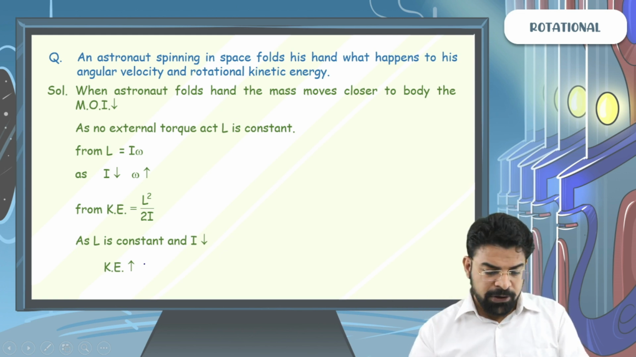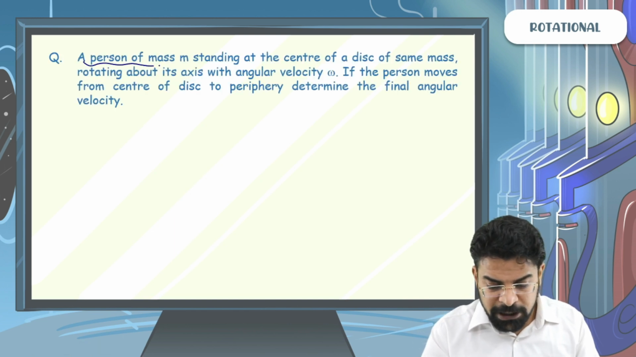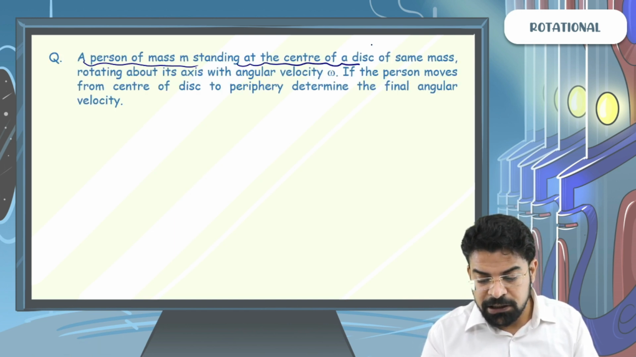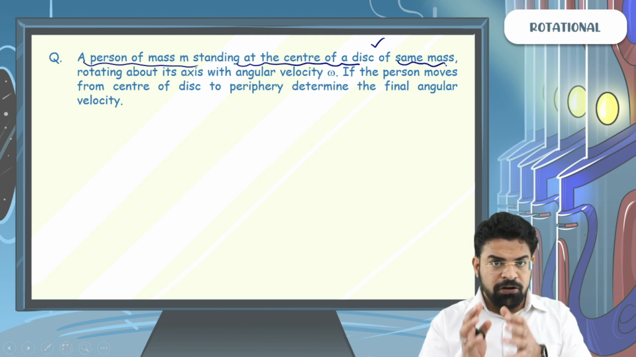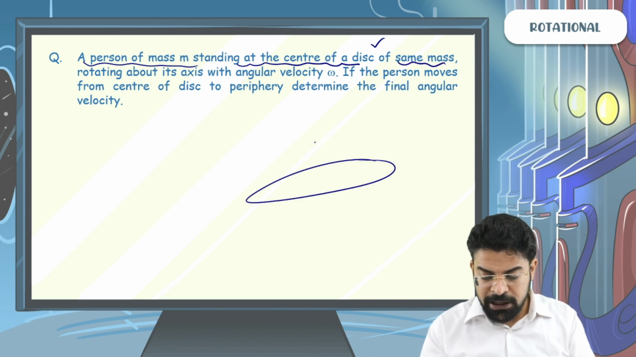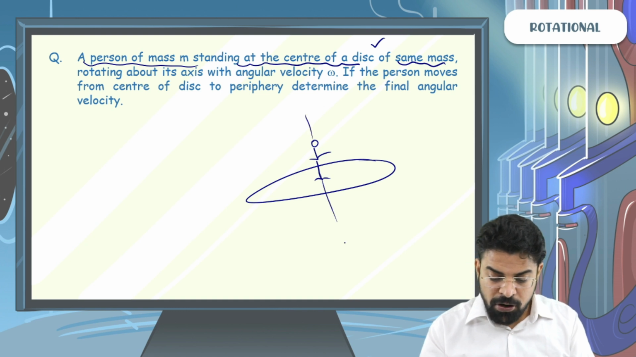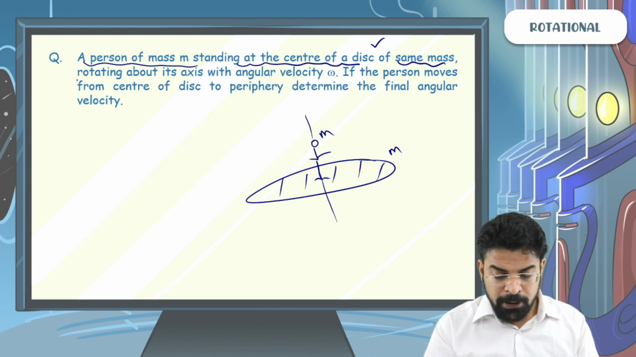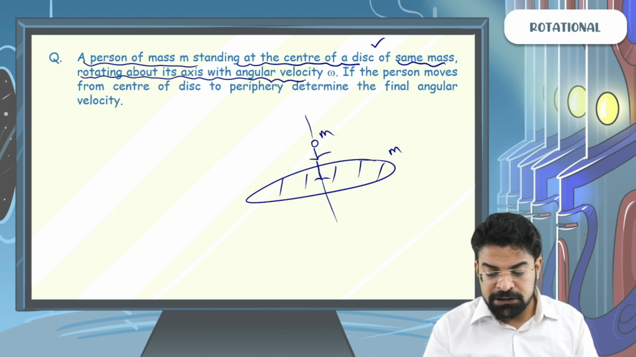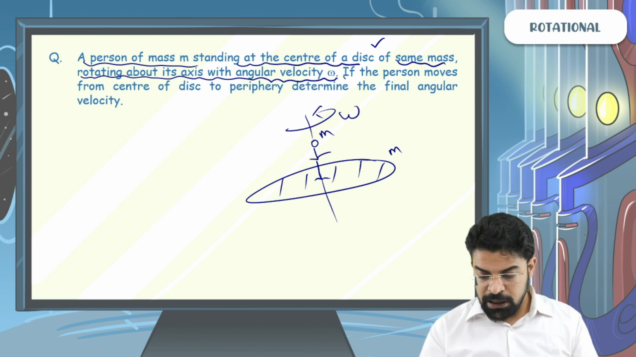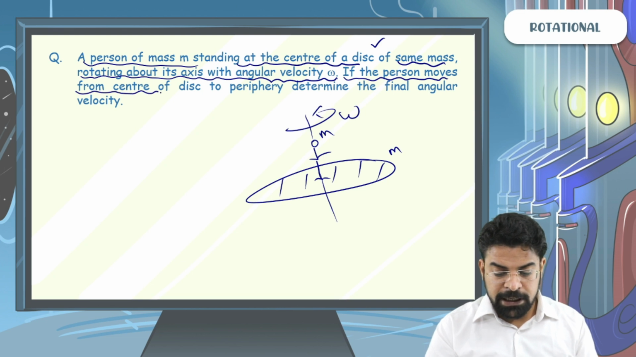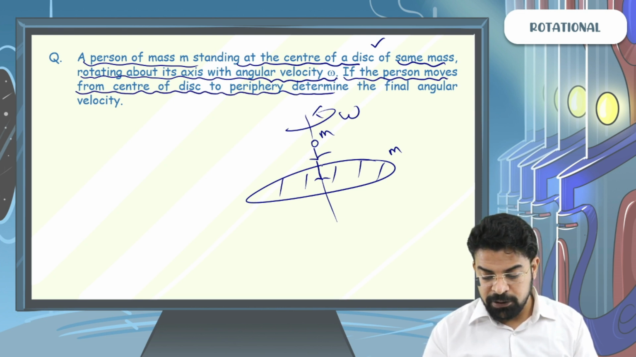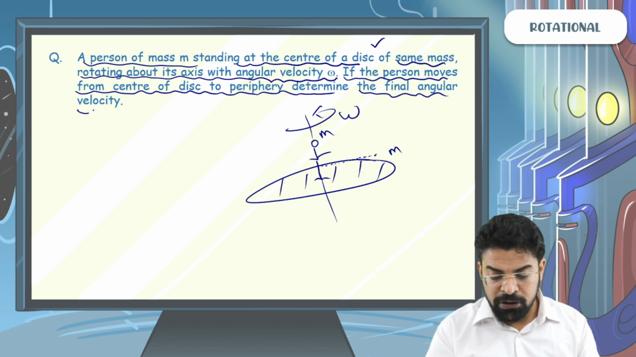Let's see the next example. A person of mass m stands at the center of a disk of the same mass. So the person has mass m, the disk has mass m, rotating about its axis with an angular velocity omega. So this whole system is rotating with an angular velocity omega. If the person moves from the center of the disk to the periphery, determine the final angular velocity.